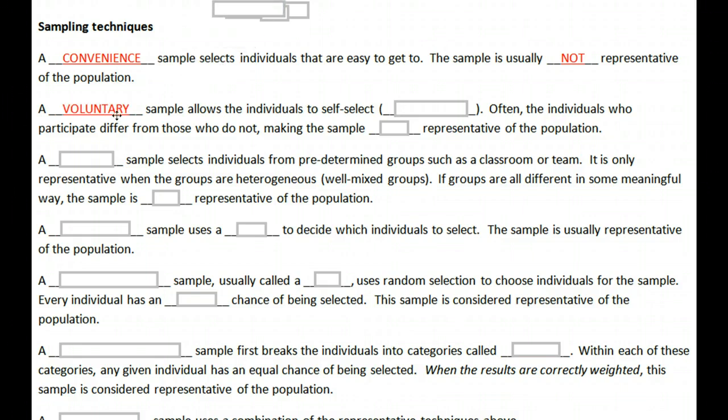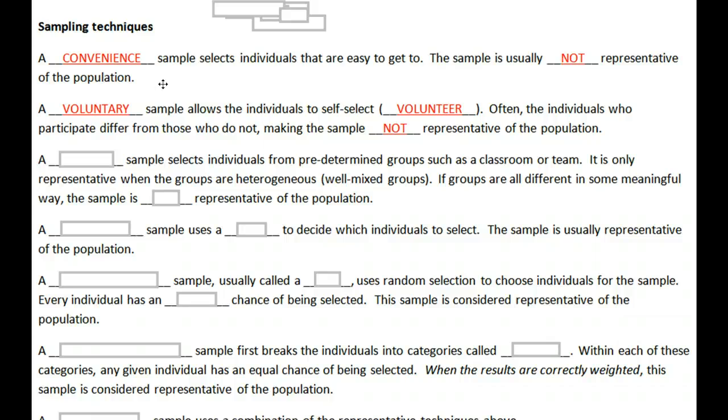Next one, voluntary sample, allows the individuals to self-select or volunteer, and often individuals who participate differ from those who don't, making the sample not representative of the population. Voluntary sample would be like a call-in survey to a radio show. It's people who choose to give their information, to fill out the survey, to answer the question.